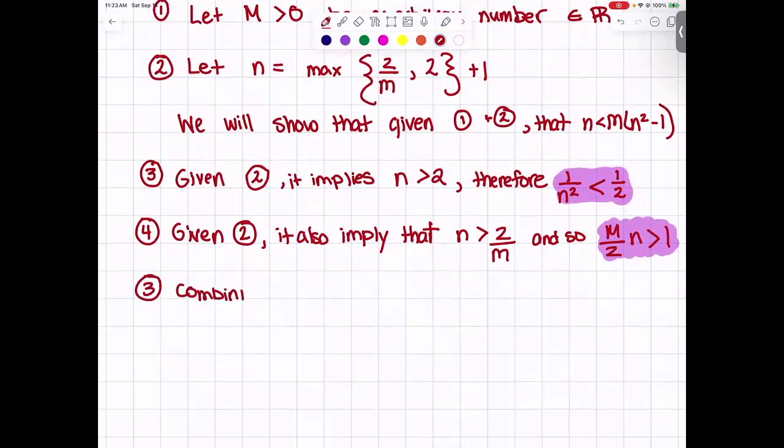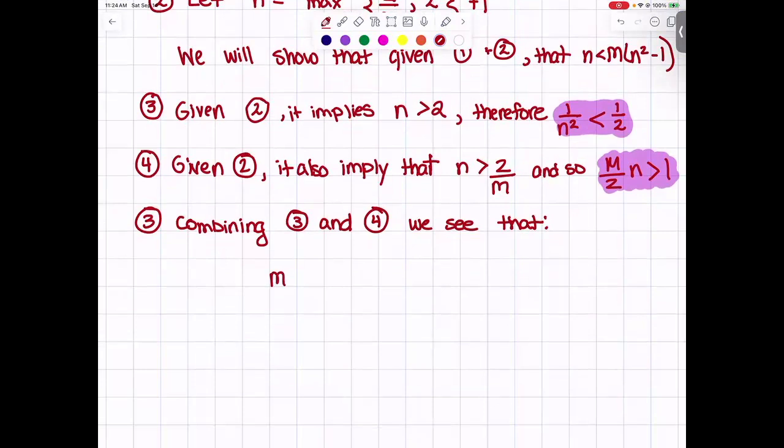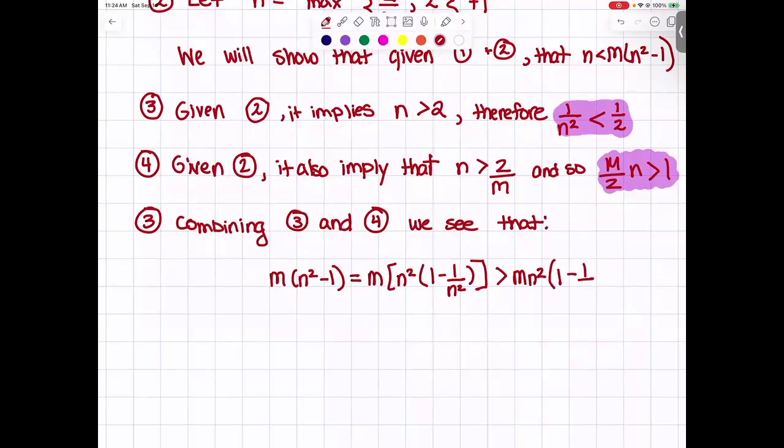Combining 3 and 4, we see that m n squared minus 1 is the same thing here. Now, a reminder of what we were able to do here: we factored out that n squared. So it's going to be the same thing as this, which, there we go, we know is going to be greater than m squared over 1 minus 1/2.